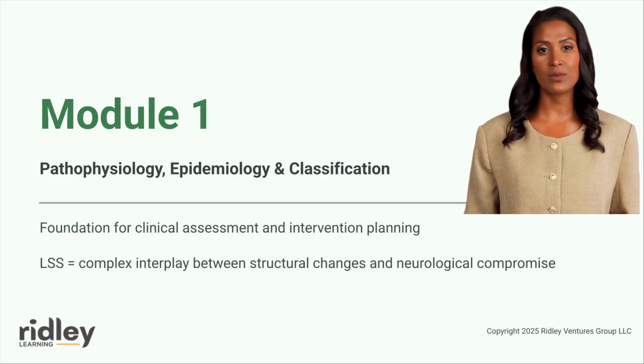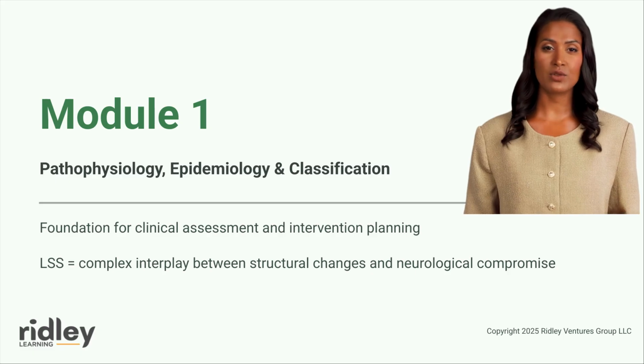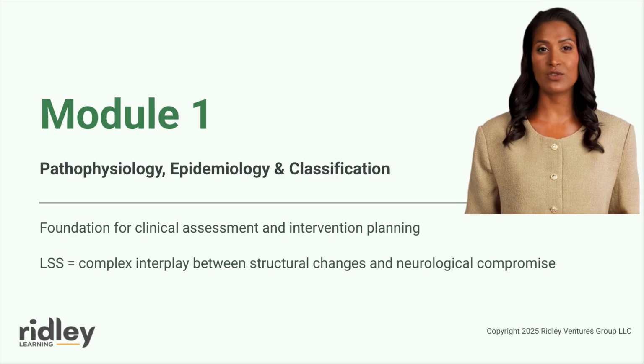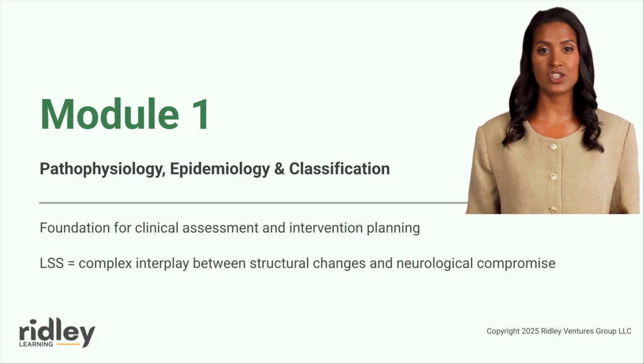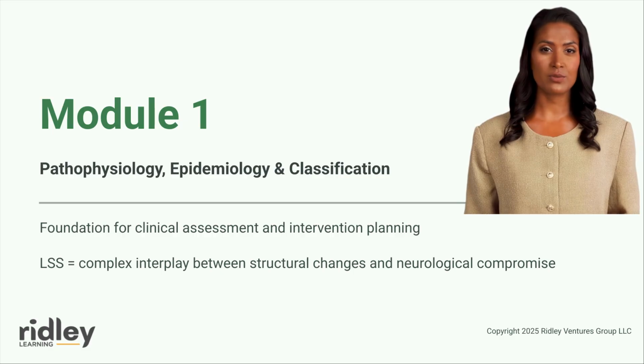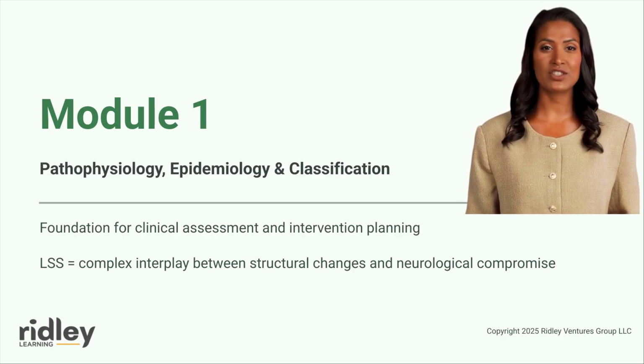The clinical syndrome of lumbar spinal stenosis encompasses far more than simple radiographic narrowing of the spinal canal. It represents a complex interplay between structural changes in the vertebral column and the resulting neurological compromise that produces the characteristic symptom pattern of neurogenic claudication. Rehabilitation professionals must understand both the anatomical substrates of this condition and its clinical manifestations to provide optimal patient care and engage effectively in shared decision-making regarding treatment options.